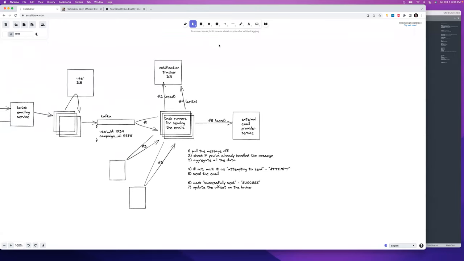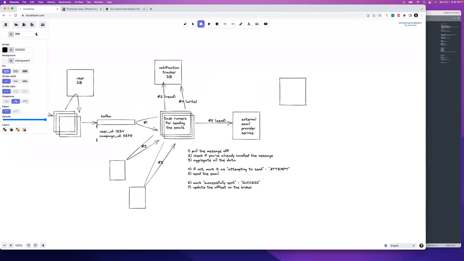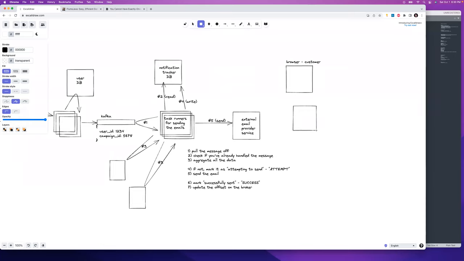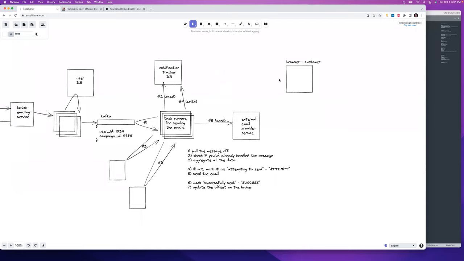And then there will, of course, be a browser over here for the customers. It will be using their own email provider. Well, you're sending it to their email provider service. So that's like Gmail, Hotmail, Yahoo. So they're actually getting their emails off of this. So they're going to load up their email on their browser. And that's actually what we're using here.